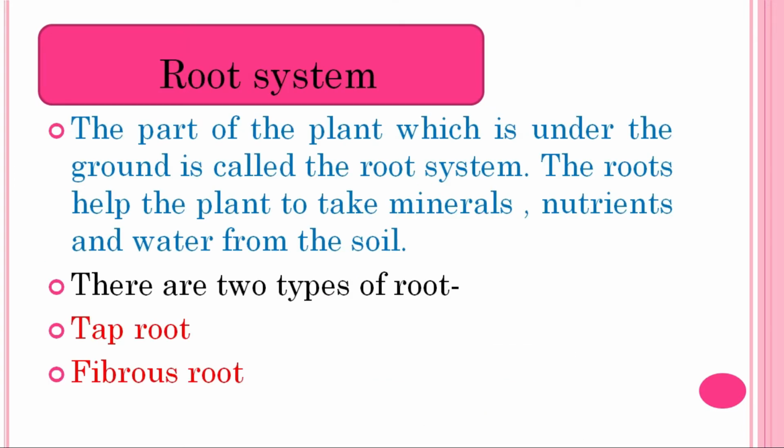The part of the plant which is under the ground is called the root. The root helps the plant to take minerals, nutrients and water from the soil. So there are two types of root, tap roots and the fibrous roots.